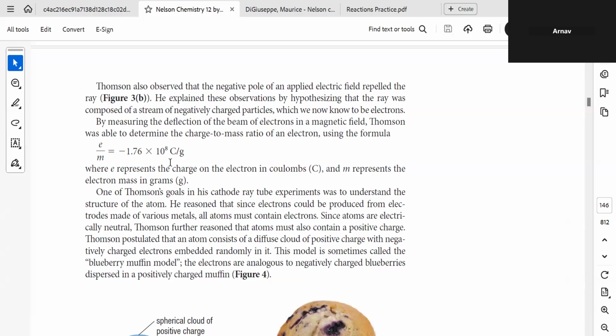Do I have to write down the formula? No, just write, that is not a formula. That is the value. It says using the formula e over m equals negative 1.76 times 10 to the power 8, Thomson was able to determine the charge to mass ratio of an electron using the formula e by m. Should I write the formula? Yeah, write it down. Okay.